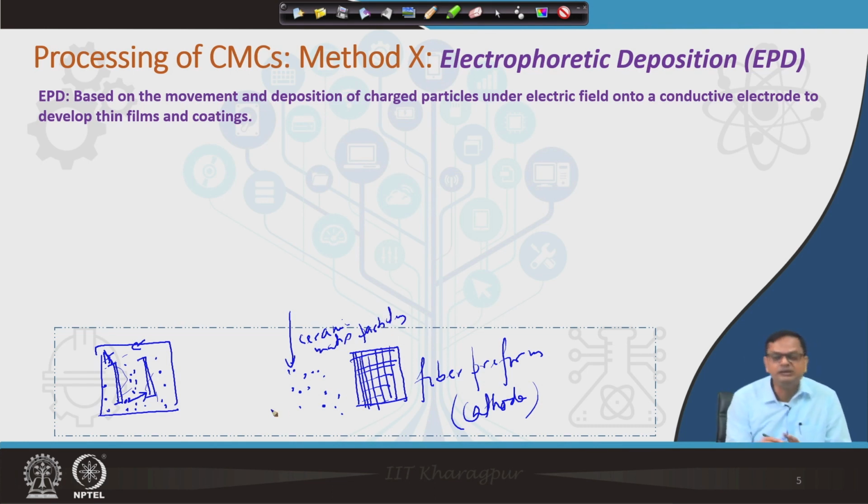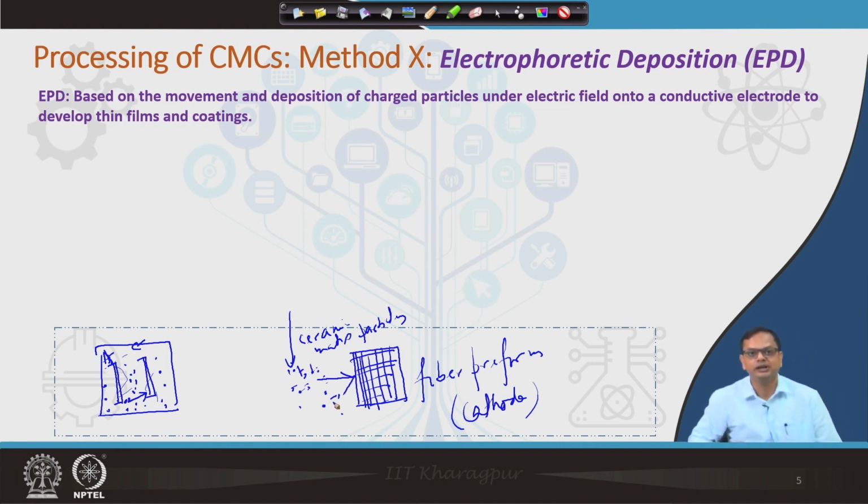So, now you are doing the electrophoretic deposition technique. This gets charged, okay, let us say negatively charged, sorry, in this case positively charged because it goes to a cathode. So, this moves on and gets deposited inside the preform, okay, and that is the simplest way of electrophoretic deposition technique by which you can make a ceramic matrix with reinforcement.